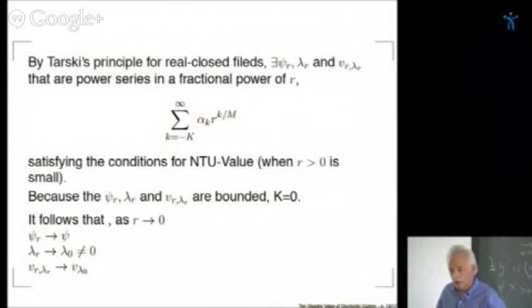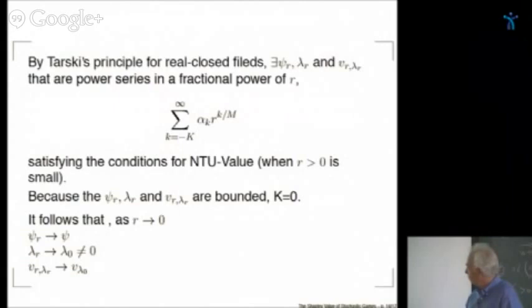And so the three quantities that come out of those four conditions, the psi sub r, which is the Shapley allocation, the lambda r, which are the weights, and the v sub r, which is the worth of each coalition S, all these things have an expression in these terms, and therefore they converge as r goes to zero. Okay, so these limits exist.